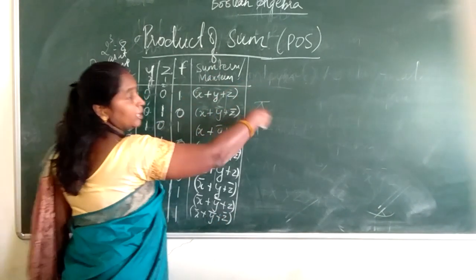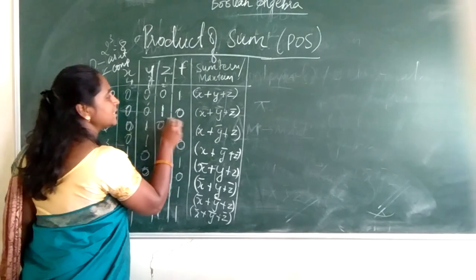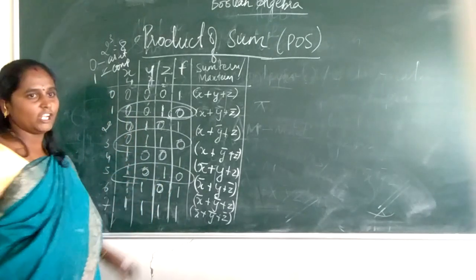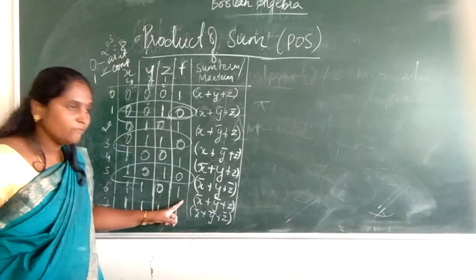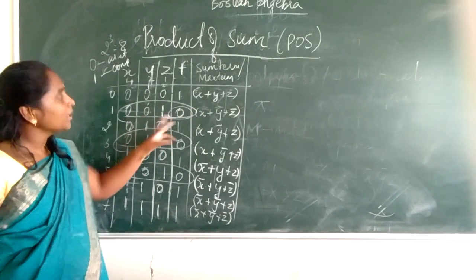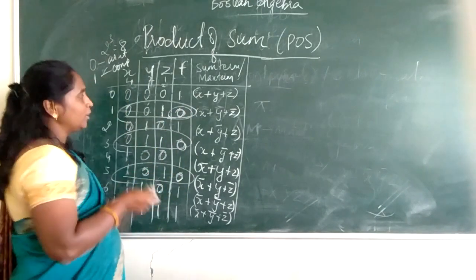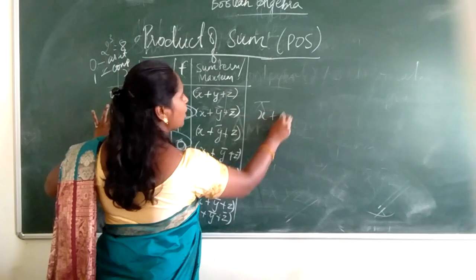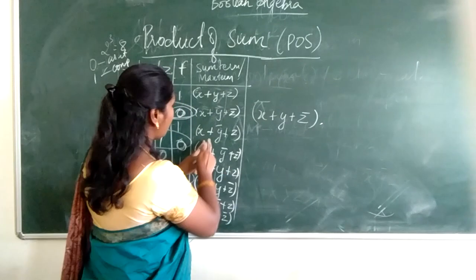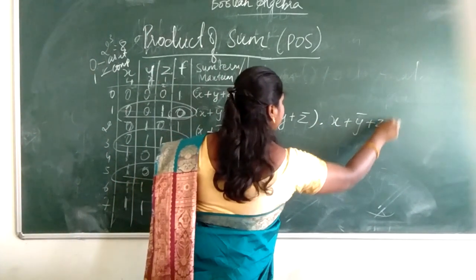So how do you get the output expression for your product of sums? You consider the rows where the final output has the value 0. In your min term, you take only the rows where the output is 1. But in the max term, quite opposite to the min term, the rows where the final output is 0 are considered. Take the expression x plus y plus z bar, a product of sums. Then you write x plus y bar plus z.